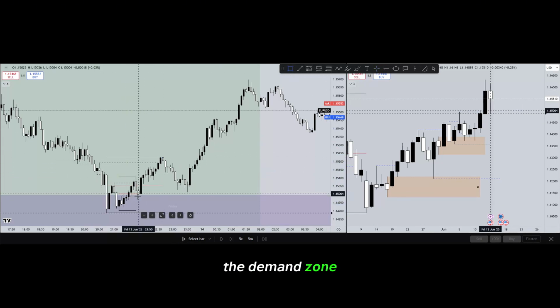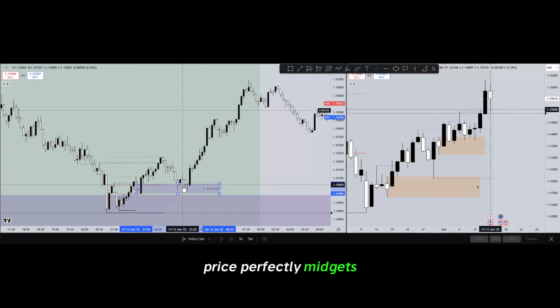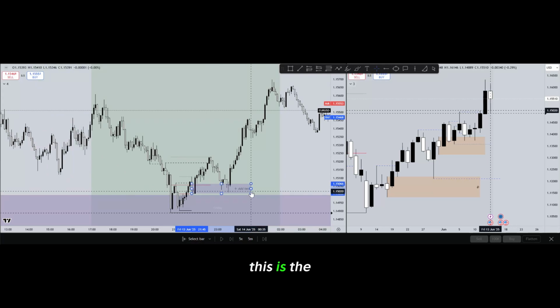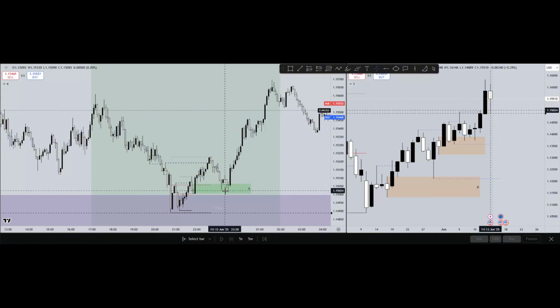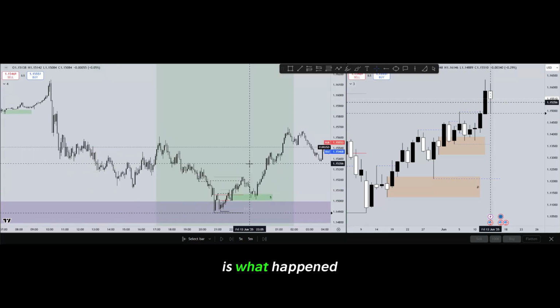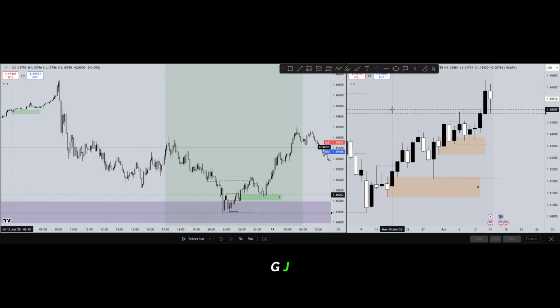So this is the demand zone right here, including the fair value gap right here. Price perfectly mitigates this zone and then continued higher. This is the 5 minute zone, by the way. So 5 minute supply and demand zone, 5 minute demand zone. So this is what happened in EURUSD throughout this week. So let's go to the GJ.